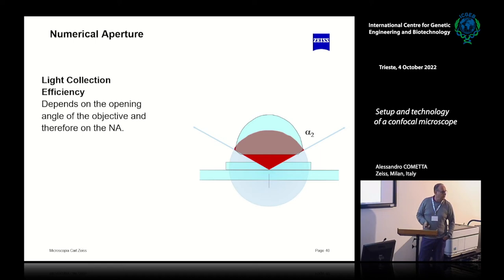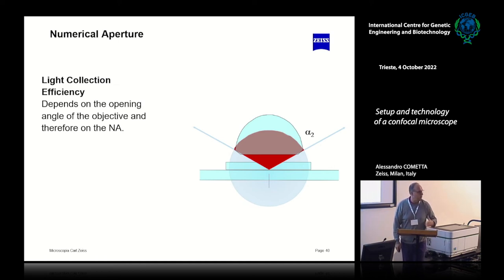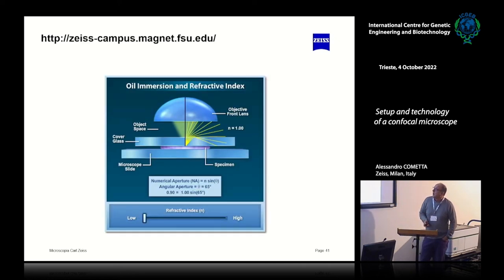Usually, I will put some oil here in order to get, for the sample, exactly the same material. So my cover slip, the oil, and the frontal lens are exactly the same thing for the light. Your frontal lens is no longer the objective, but your cover slip. And you cannot get closer than the cover slip to your sample, because sometimes your sample is grown directly on the cover slip. Here there is a tutorial if you're interested, and you can see how the rays change by changing the numerical aperture or the refractive index.